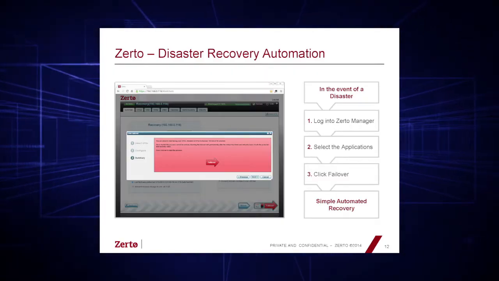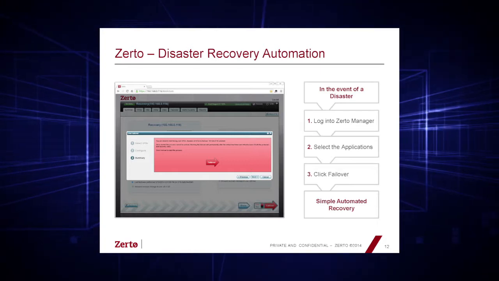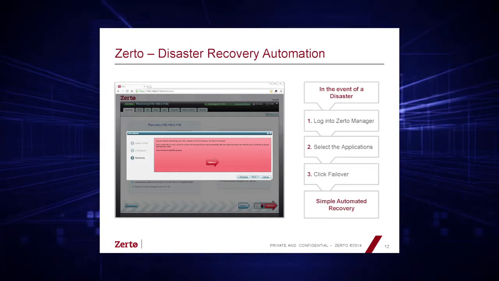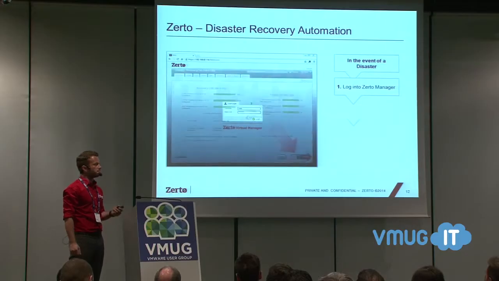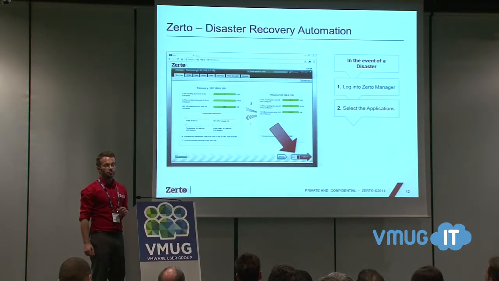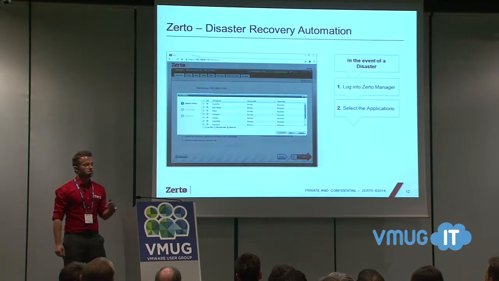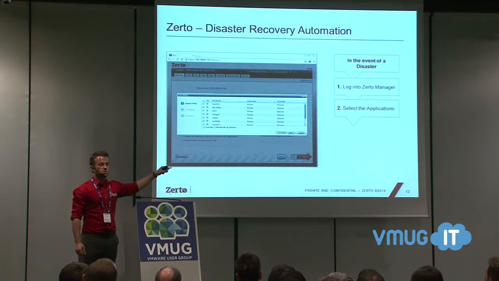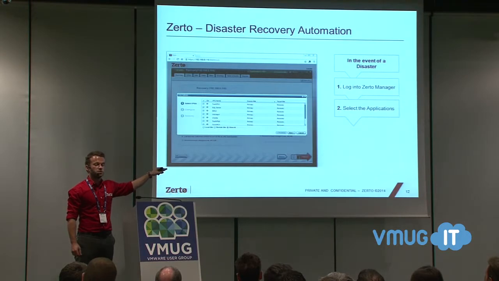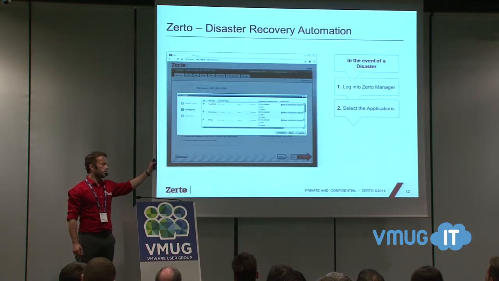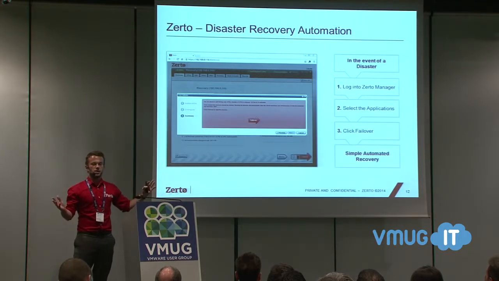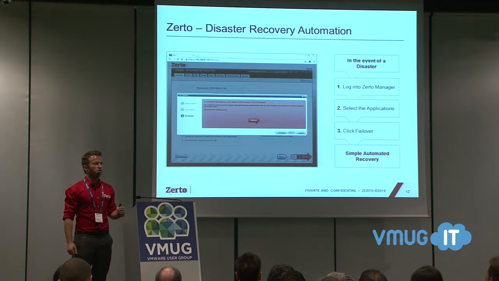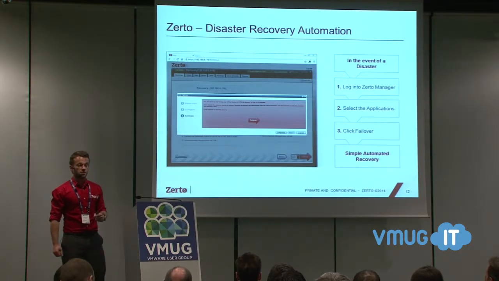So what do we do for disaster recovery automation? Well, failing over with Zerto is as simple as logging into your Zerto manager in your recovery site. We click on this big red failover button. You select the applications which consist of the virtual machines that you want to recover. We go next, next, click failover, and that's how simple Zerto makes disaster recovery. It really does not get any easier than this.